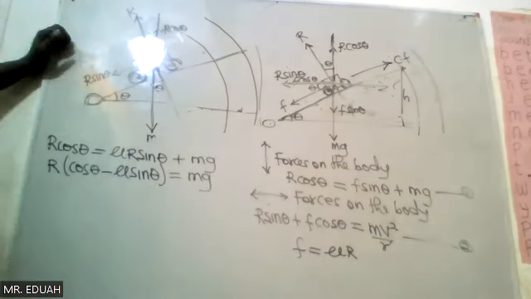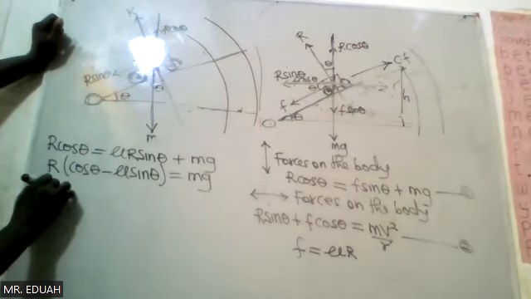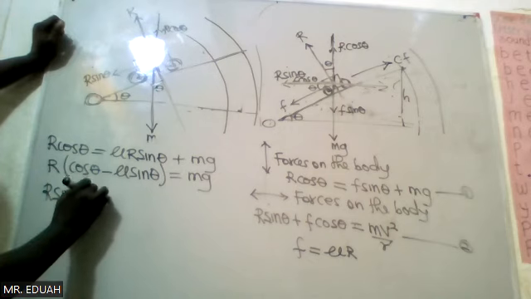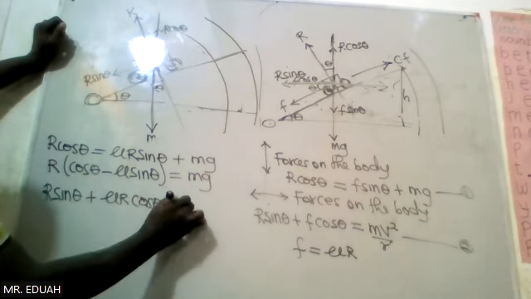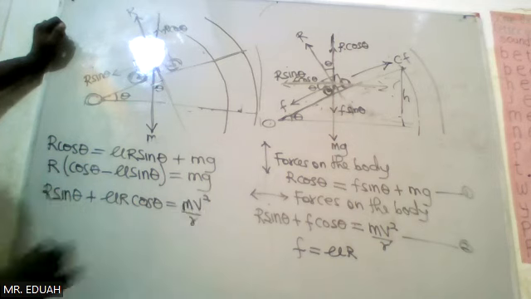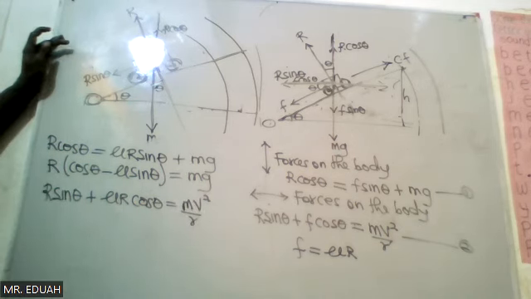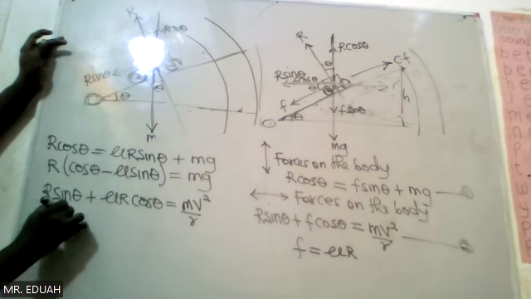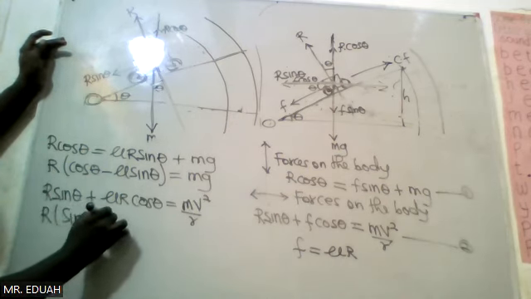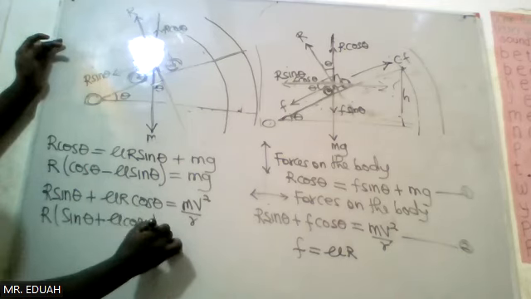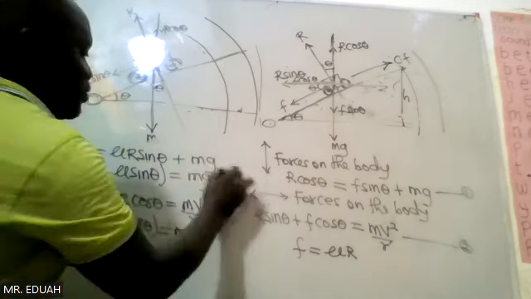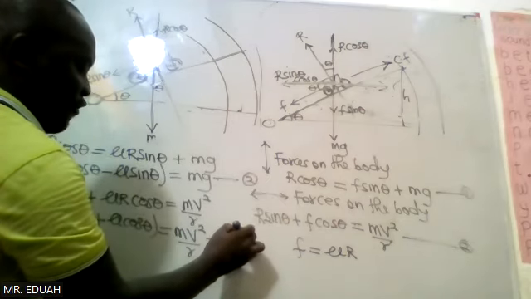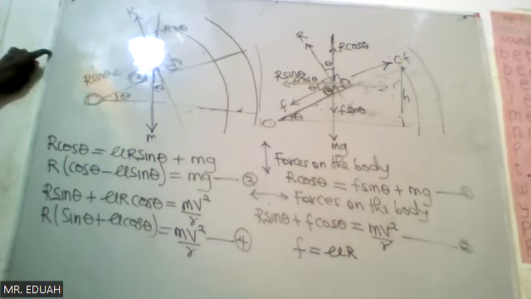Then equation two: R sine theta plus mu R cos theta equals mv squared on R. So R out, we have R times sine theta plus mu cos theta is equal to mv squared on R. Let's call this equation 3, this equation 4.